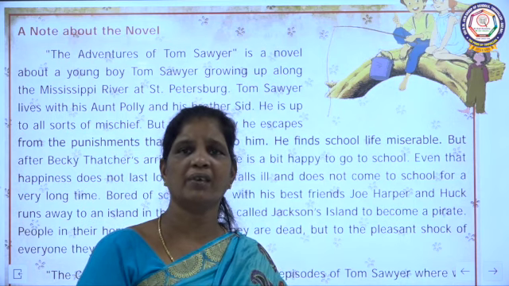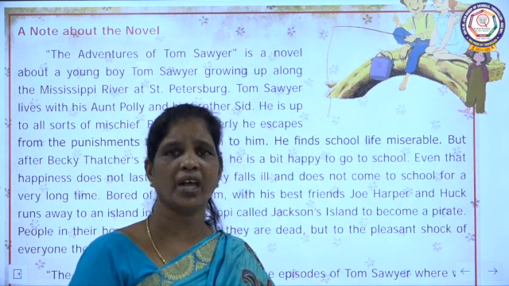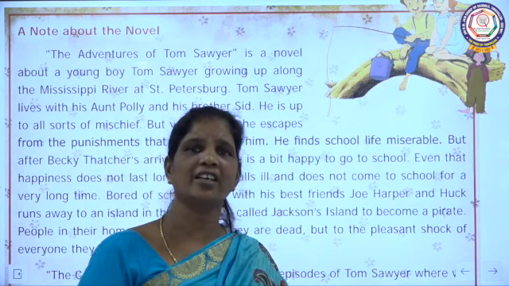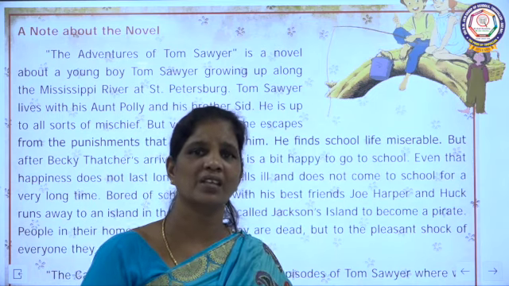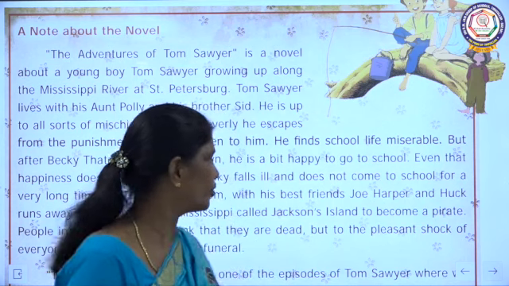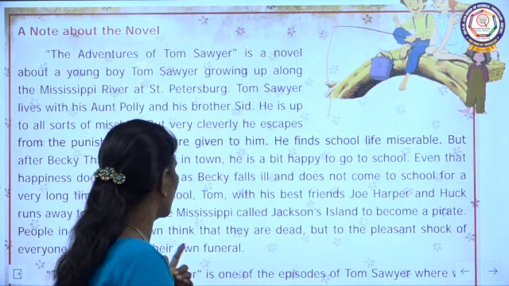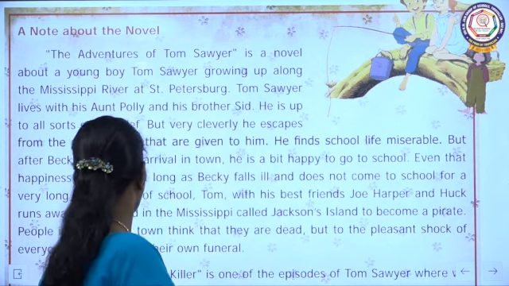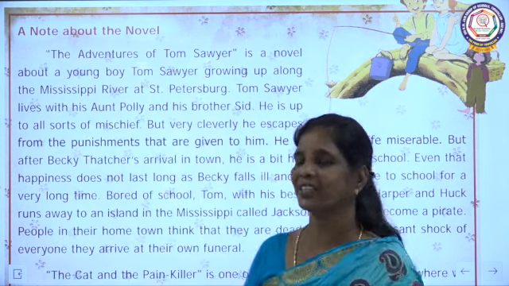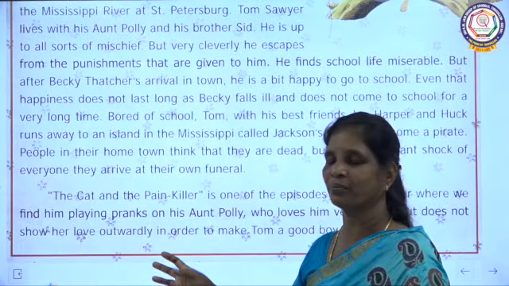And what happened? They thought that these three children were lost and had died, and they did not get the body. They did not return for so many days and so many weeks, so they thought that those three children would be dead and started giving a prayer meeting for them. But to the pleasant shock of everyone, they arrive at their own funeral. So, their funeral was taking place at their home, and to that funeral they came. So, that was one of his mischiefs.